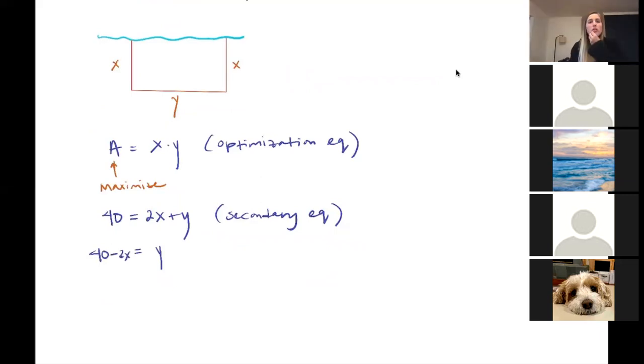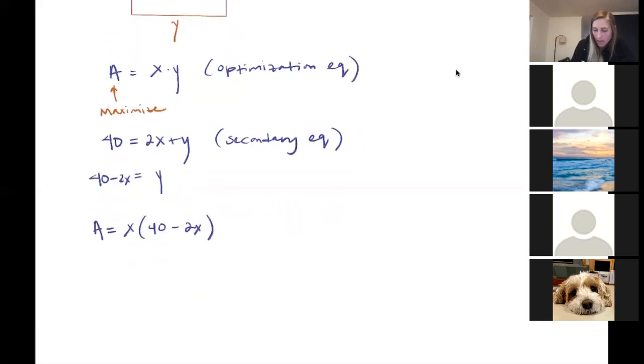But it doesn't matter. You could solve for either. So then we can rewrite our area equation as x times (40 minus 2x). I would distribute that x in before taking the derivative. So that's our simplified optimization equation. And then we're ready to differentiate.